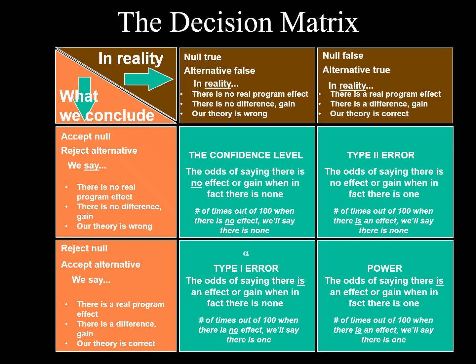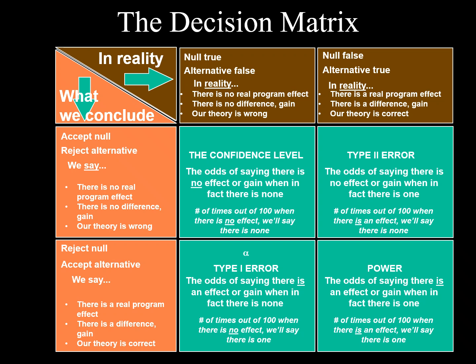Now, we can't actually know the reality from a single study. We can start to infer it as we do more and more studies, as we look across multiple researchers. But at the same time, what we do know is what we conclude. So within a particular study, a particular sample, we decide based on the statistics whether we're going to accept the null hypothesis, rejecting our alternative, or whether we're going to reject the null and accept the alternative. So in other words, we're going to say there was no real effect, or we're going to say there was an effect. Now, if we say there was no effect, and in reality there was, that's a type 2 error.